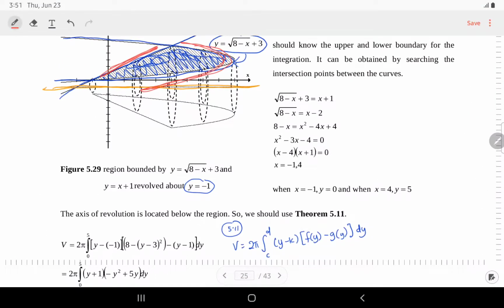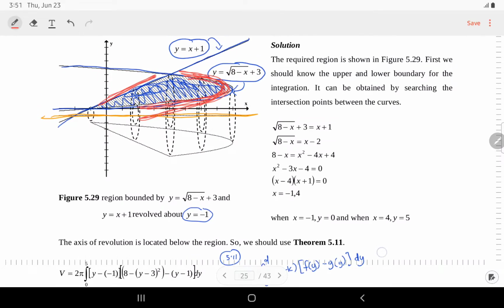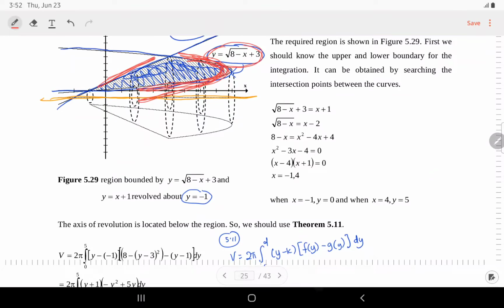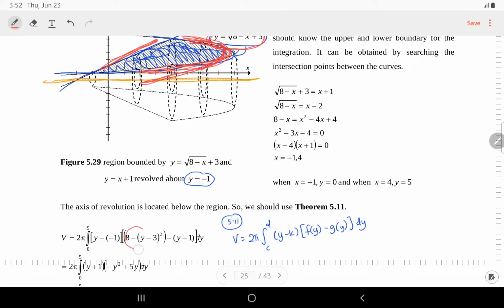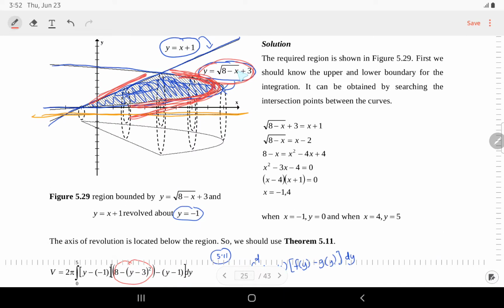Okay, so function belah kanan yang mana? Yang ni. Okay, yang curve. Okay, curve graph dia, formula dia adalah yang ni. Tapi kita tak boleh letak square root 8 minus x plus 3 dekat dalam ni, sebab kita nak integrate by dy. So kita kena buat modification sikit lah.